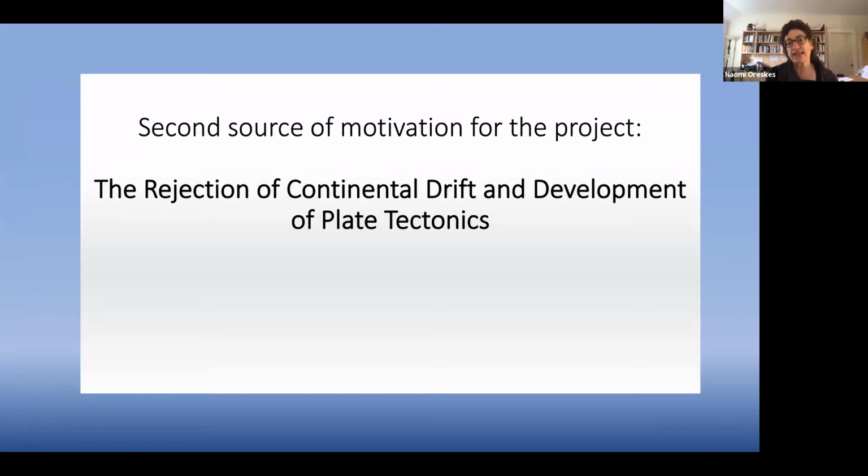And this leads to the second source of motivation for this project, which was as a kind of follow-up to my work on the rejection of continental drift and the development of plate tectonics. Having written my first book on the rejection of continental drift, looking specifically at the debate that had taken place in the 1920s and 30s and why American geologists had rejected the theory by and large. There were some exceptions, but by and large, American geologists rejected it, although quite a few Europeans did accept it or at least entertain it.